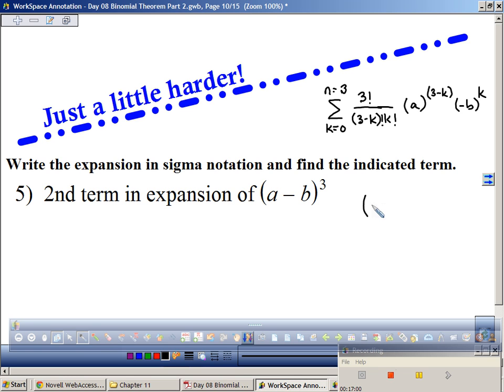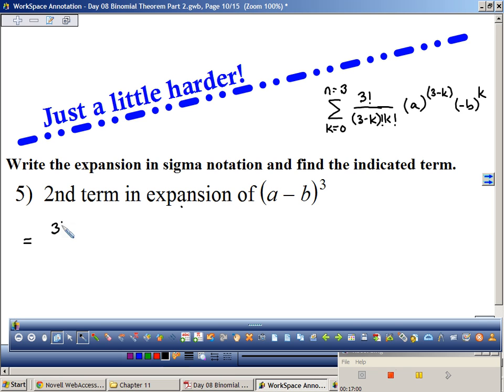So if I said a minus b to the 5th, and I wanted the 4th term, what would k be? It would be 4. Right? 0, 1, 2, 3, 4. Right? Okay. So, let's fill this in now. So, if I have, I'm using this up here, correct? I'm just going to go straight into it.